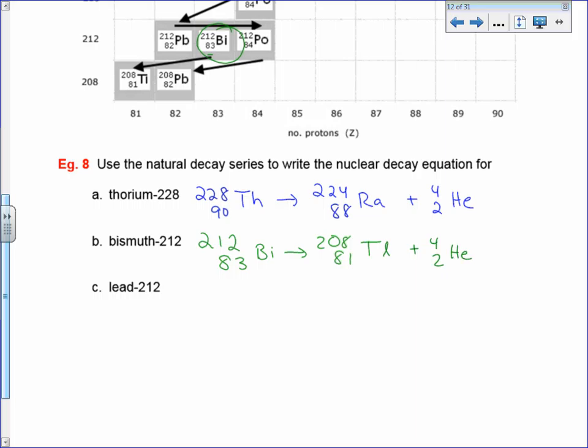And the last one we'll do is lead-212. Lead-212, so that's here. Lead-212 decays to bismuth-212. So 212, 82 lead becomes 212, 83 bismuth. We're adding 1 to the atomic number, which means it's beta negative decay. That means there's an anti-neutrino that comes out as well.